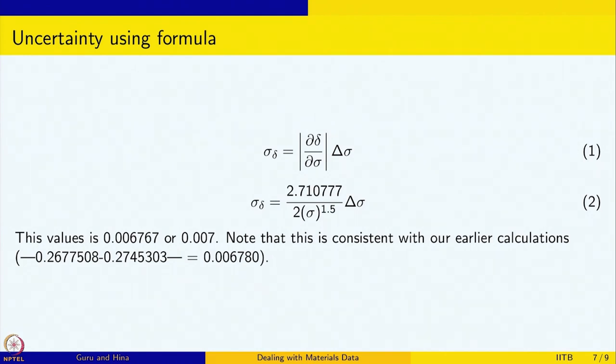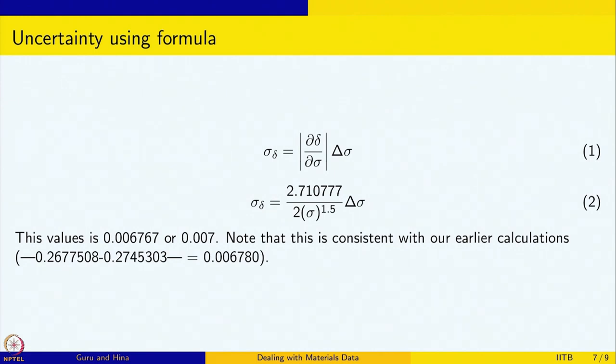So you can know what the error is. Now there is also another way of calculating the same quantity. Now the sigma of delta, that is the standard deviation in delta. So there are two sigmas, so one has to be careful. The left side is the standard deviation. That is obtained by taking the partial derivative of delta with respect to the conductivity sigma and multiplying by the uncertainty in the conductivity. And it is modulus, so we are going to take only the positive value. So if you take this 2.710777 divided by square root of sigma and you take the derivative, then it is sigma to the power minus half on which you are taking derivative. So you will get minus by minus half and sigma to the power 3 by 2 in the denominator.